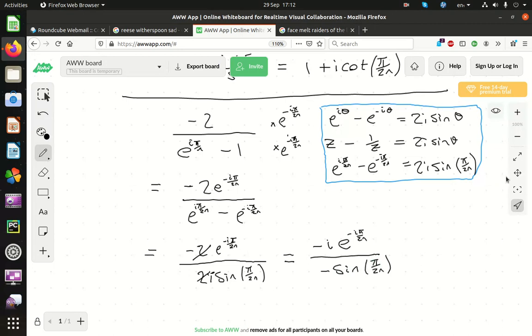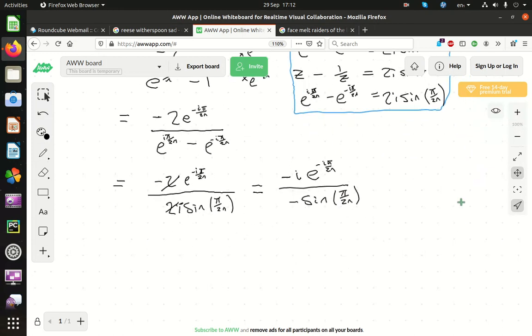My working may be looking slightly different to the book's, but it is exactly the same approach. I'm just talking through what they actually did. Now we've got the i on the top. I can make the two negatives make a positive, and I've got i times, now this is cos of pi over 2n plus i sine of pi over 2n. So I'm just using Euler's relation of e to the i theta is cos theta plus i sine theta there. And this is over sine of pi over 2n. And then basically I'm done.